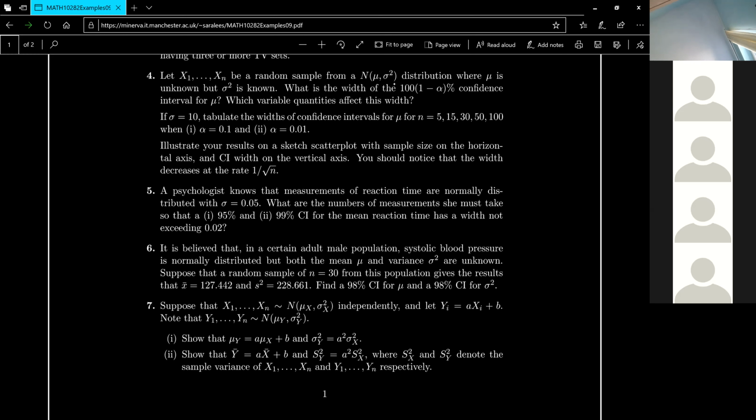If you're just joining us, we are doing question number 5 from sheet number 9. It says a psychologist measures something that is normally distributed with sigma equal to 0.05. What is the number of measurements she must take so that the 95% and 99% confidence intervals for the mean have a width not exceeding 0.02? Okay, let's see how we can do this.